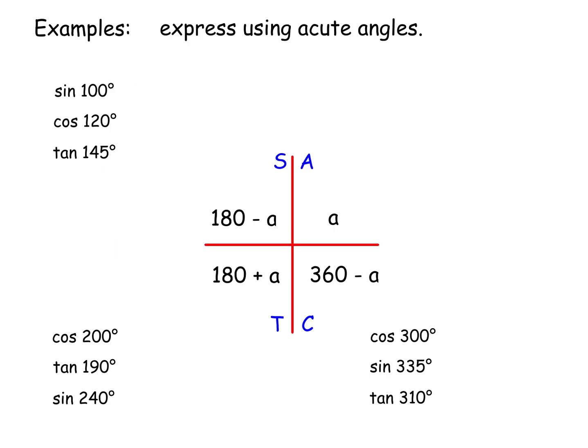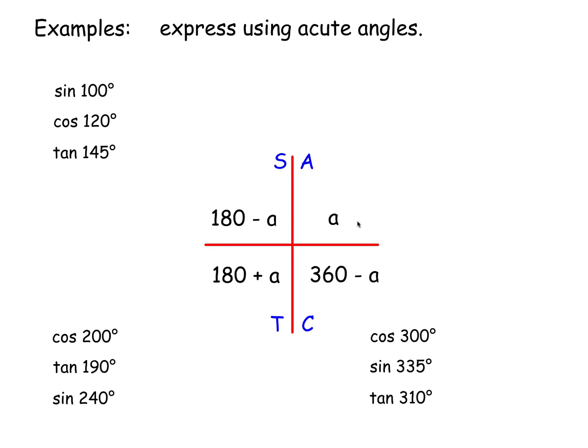It's remembered as A, 180 minus A, 180 plus A, and 360 minus A. And the ASTC here is when the functions are positive. All, only the sine, only the tangent, only the cosine. That's the thing we need for solving trig equations. At the moment, we're going to take angles that are over 90 degrees and turn them into acute angles. When you've got 100 degrees, you're turning 100 degrees right into the second quadrant here.